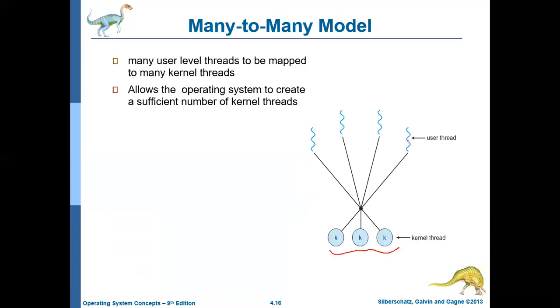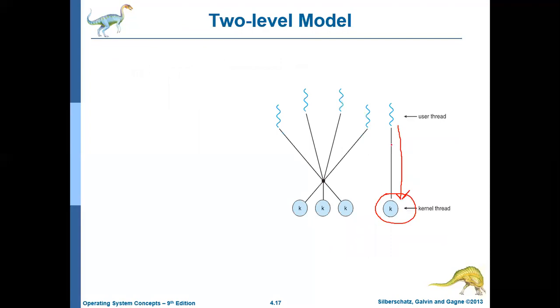For example, in the normal many-to-many model, let us assume user thread 4 is connected with kernel thread 1 for the time being. But after some time, this thread 4 may be mapped to kernel thread 3. That might happen. But what the two-level model ensures is that it also provides a feature that a user thread can be bound to one particular kernel thread.